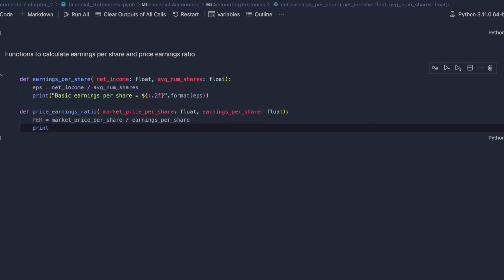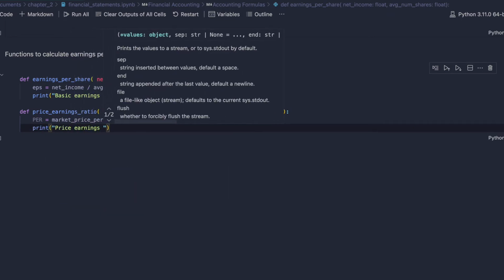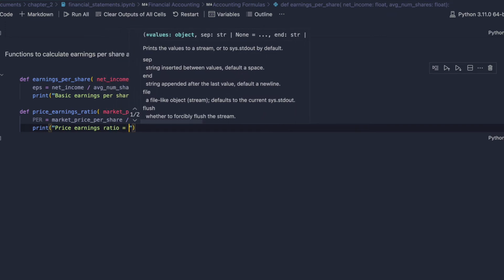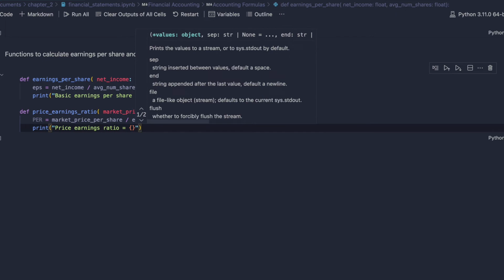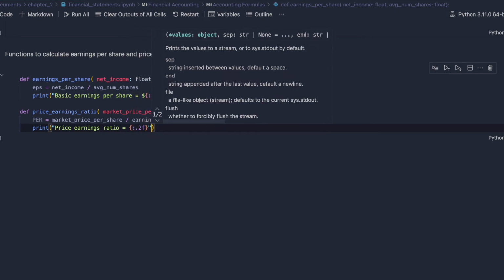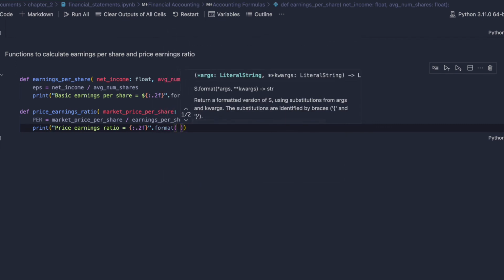Print it out: price earnings ratio equals curly brackets, colon, .2f, dot format, and our PER variable.